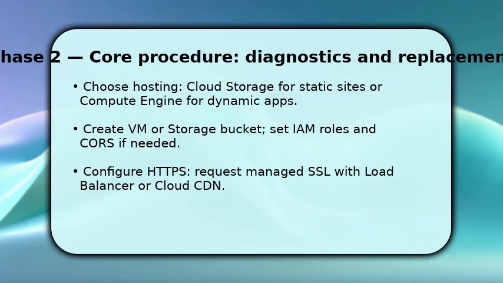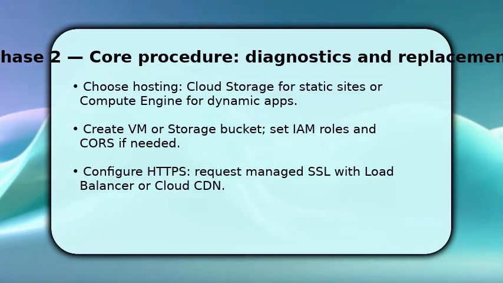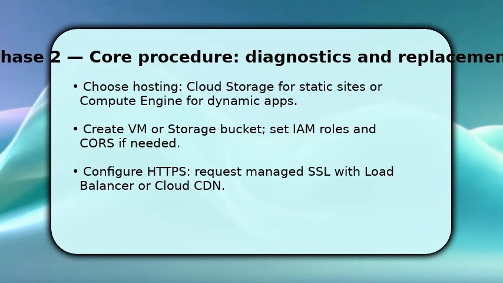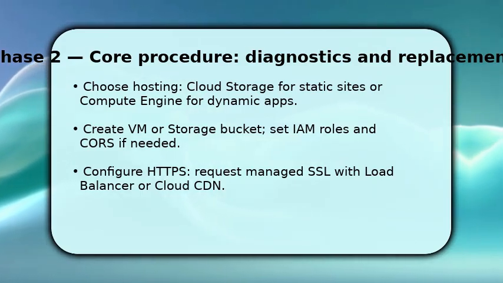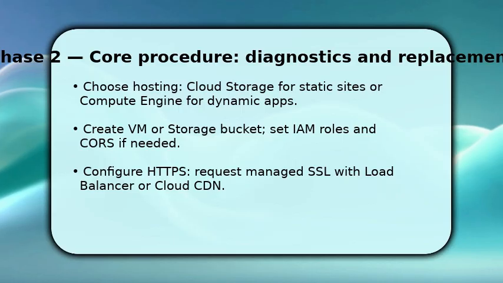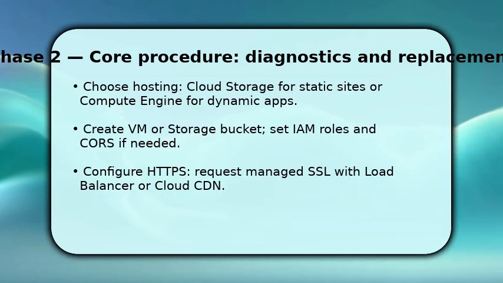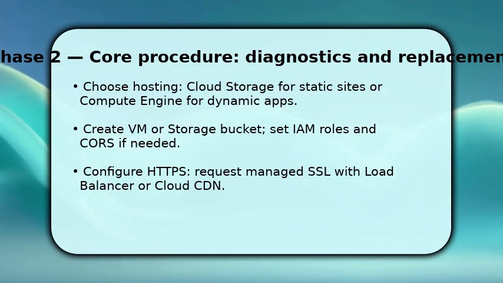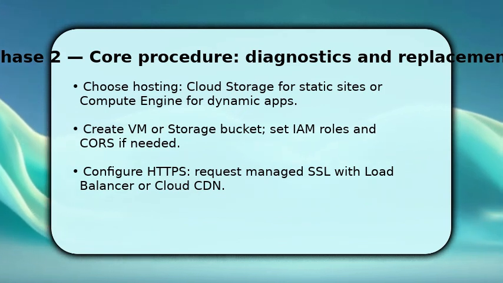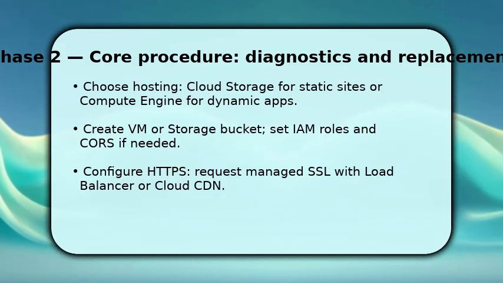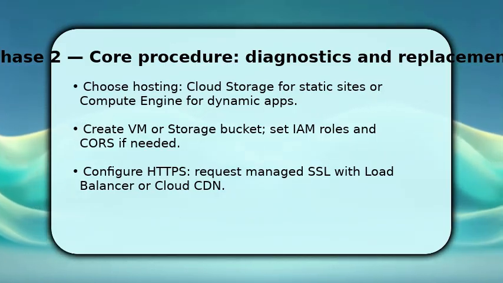Now you deploy the actual hosting. If it's static, create a storage bucket named to match your domain and upload files. Set the bucket to public and configure website index and 404. If dynamic, create a Compute Engine VM, install a web server, and deploy your app. Configure firewall rules to allow HTTP/HTTPS. Once resources exist, set up a global HTTPS load balancer and request a managed SSL certificate. This secures traffic and enables Cloud CDN for fast delivery.